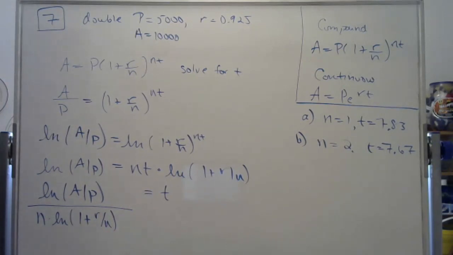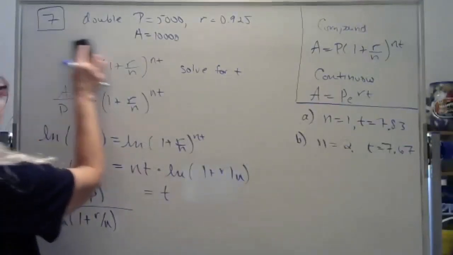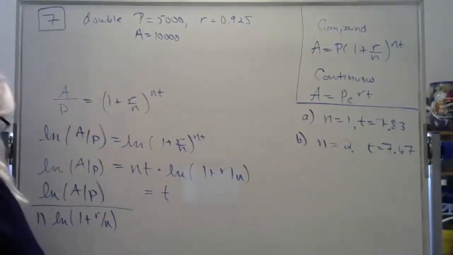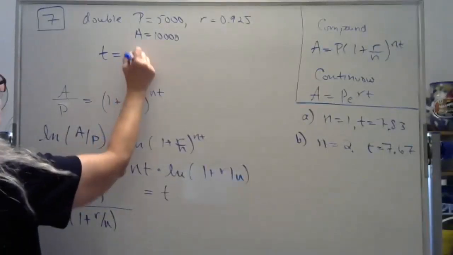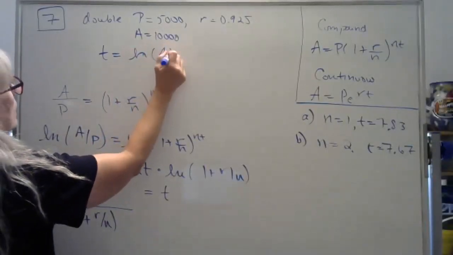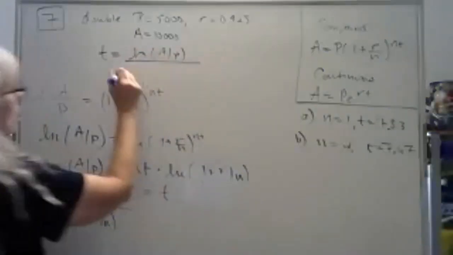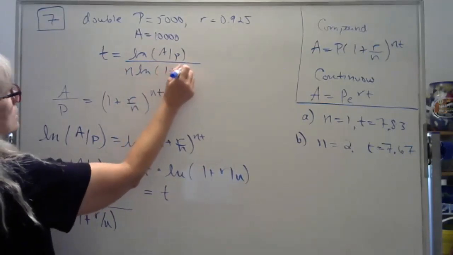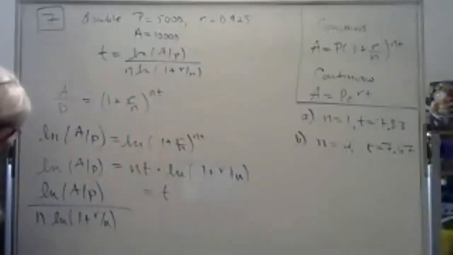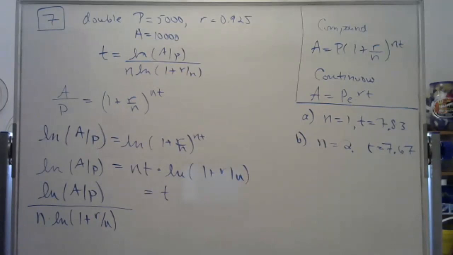So, okay, and I need my formula somewhere. So I guess I'm going to reset the top, write it down. So t equals the natural log of a divided by p, all over n times the natural log of 1 plus r over n. Okay. So hopefully everybody can see why we would need to do that.